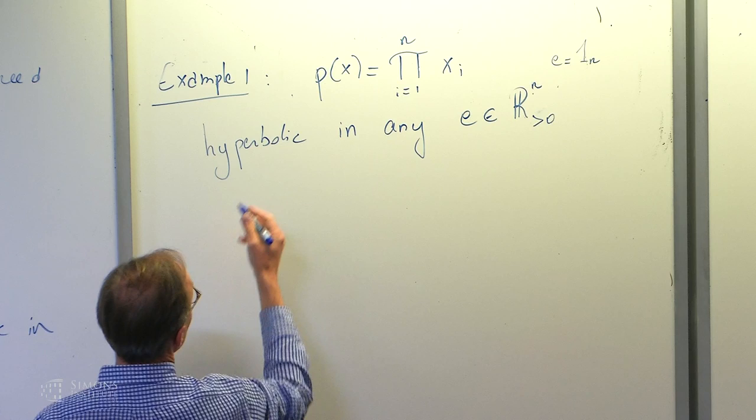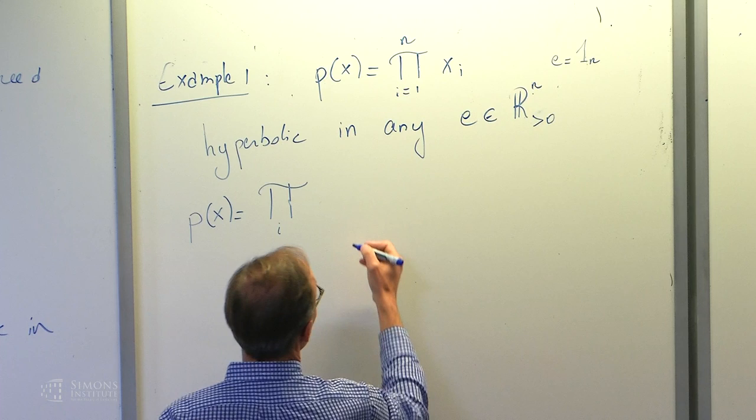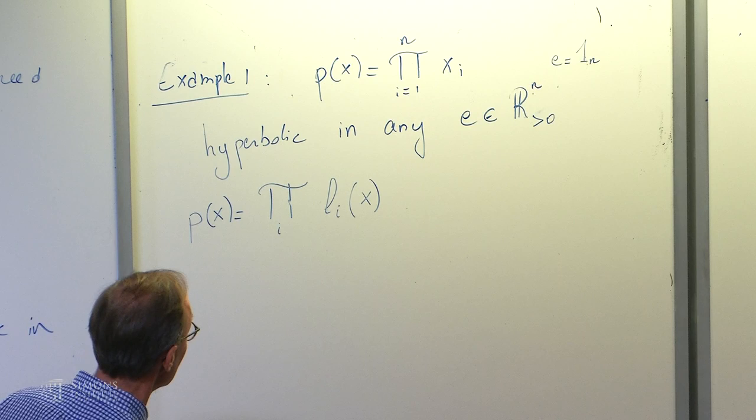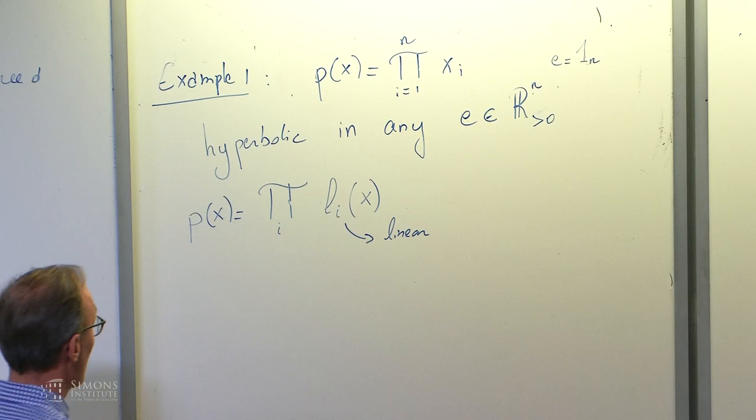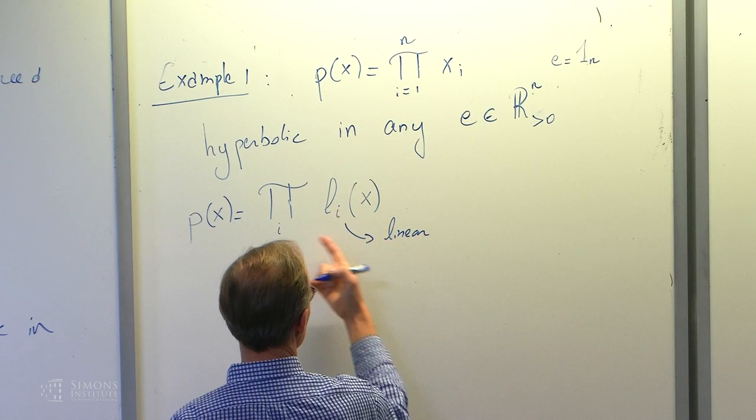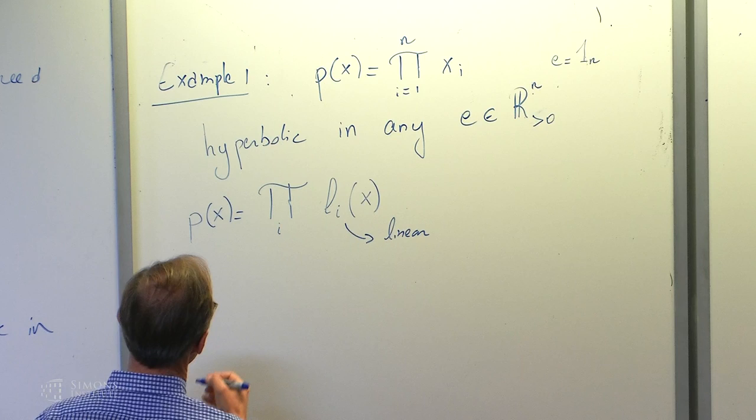Let me generalize this a tiny bit. We could also look at P of X being, for example, the product of a bunch of linear forms, where L sub i is linear in X. And so in that case also, if I look at P of X minus T E, and I take an E which is not a zero of this, so such that L i of E is non-zero for every i, I would also get a hyperbolic polynomial.